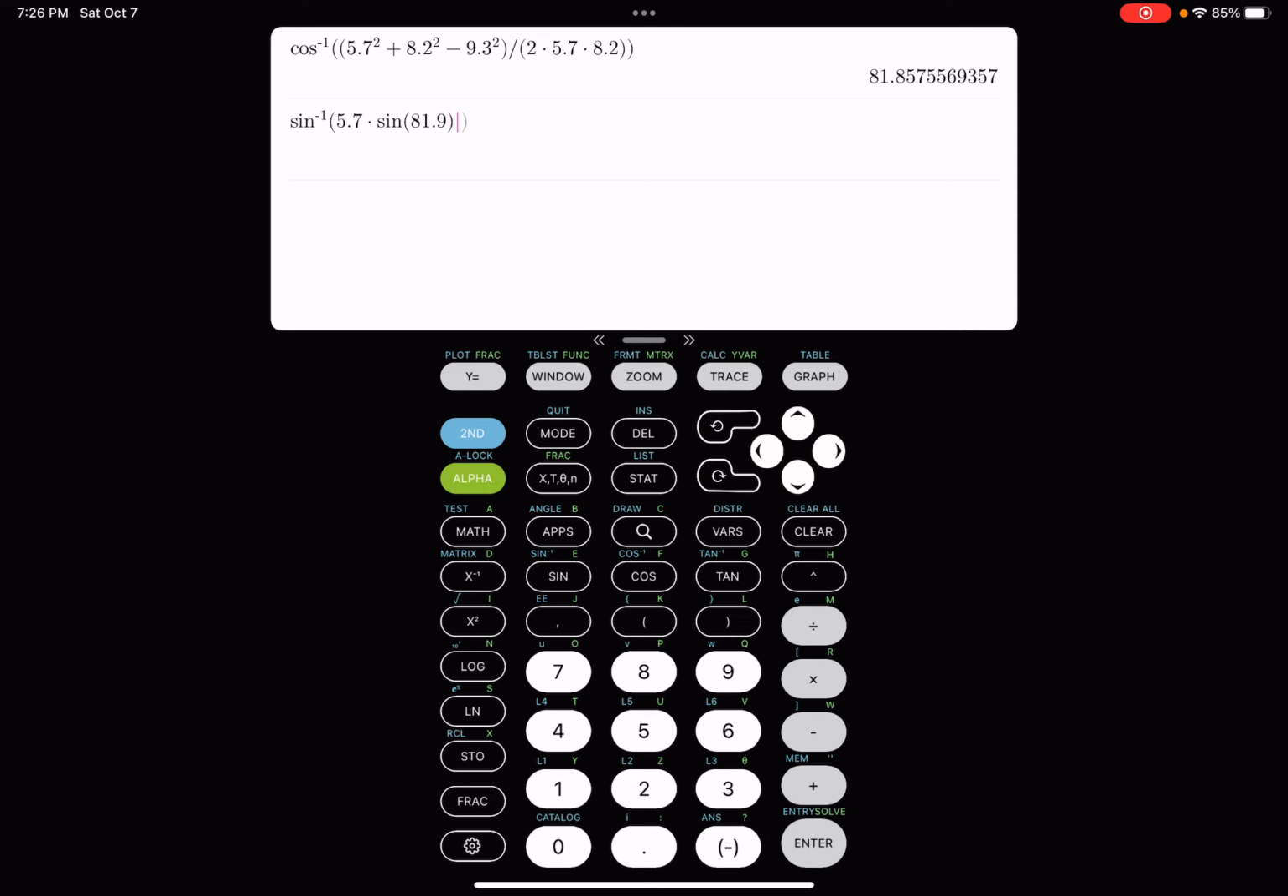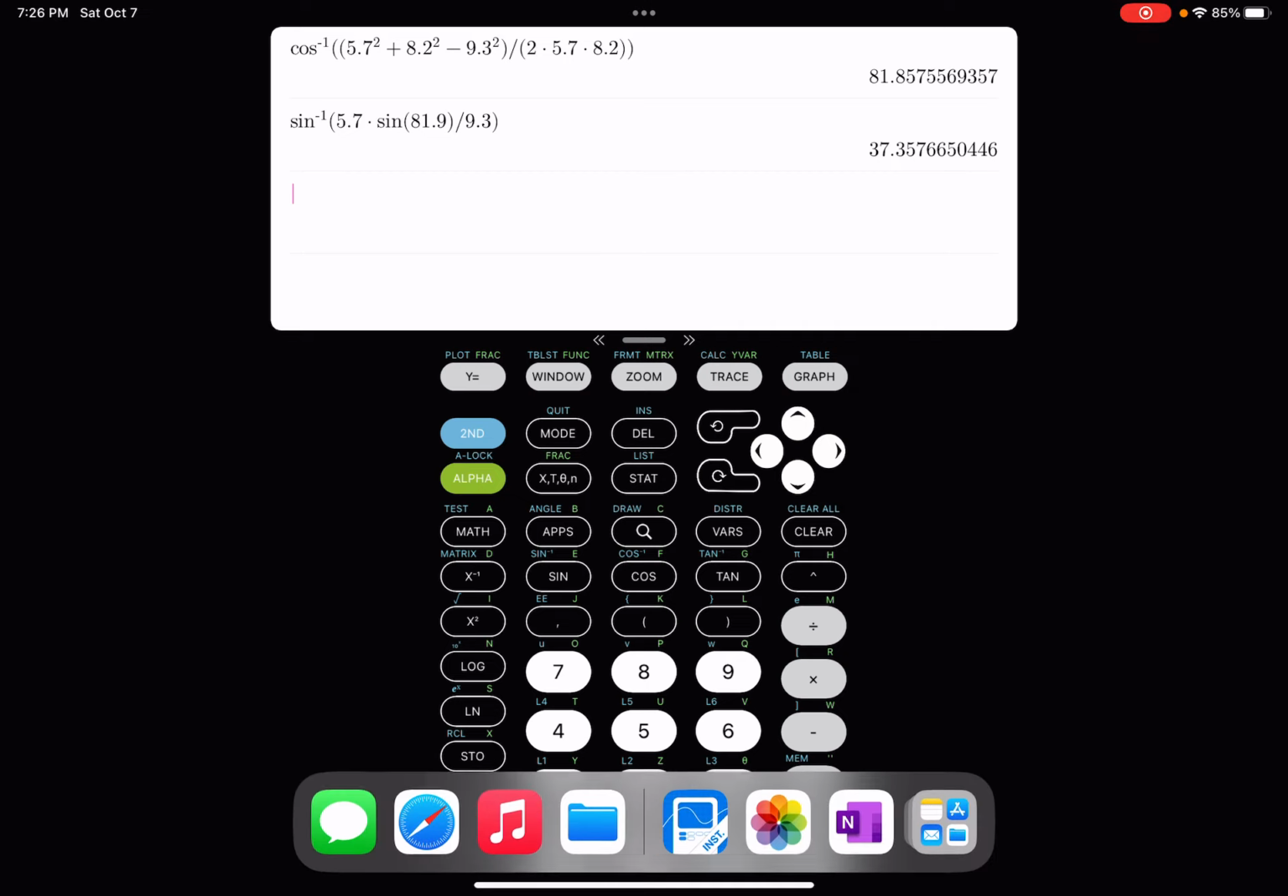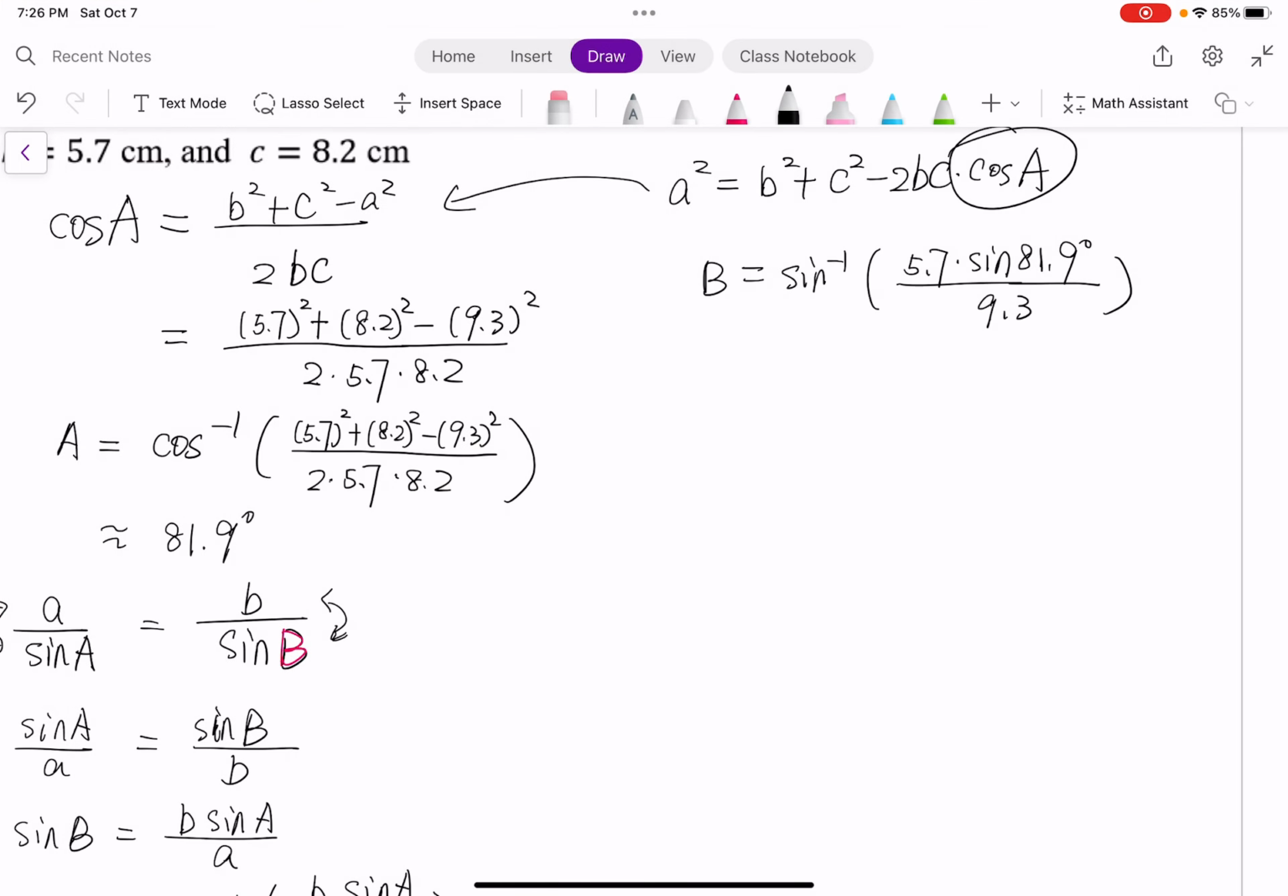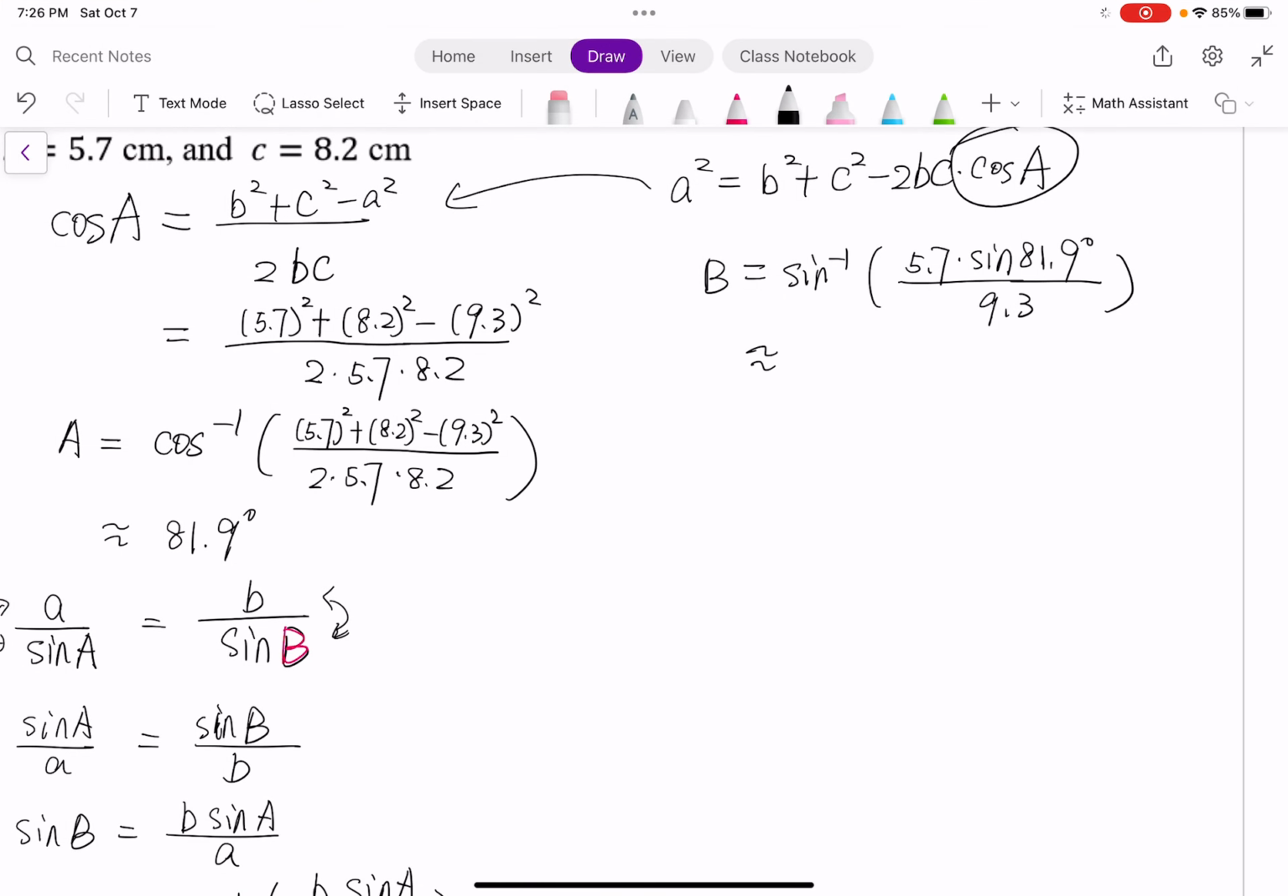9.3, all divided by 9.3. Close the parentheses. So I'm having 37.357 something. Round to the nearest tenth, I have 37.4. So B is about 37.4 degrees.